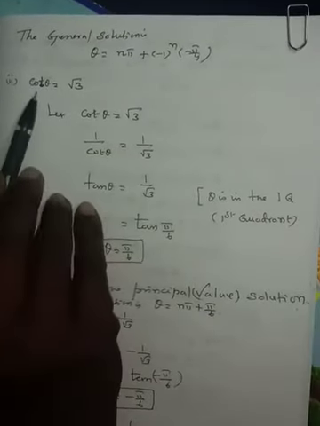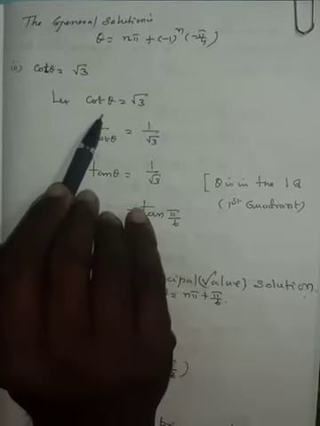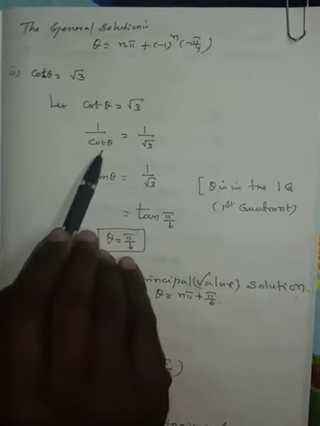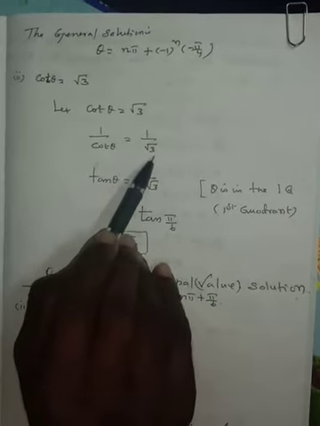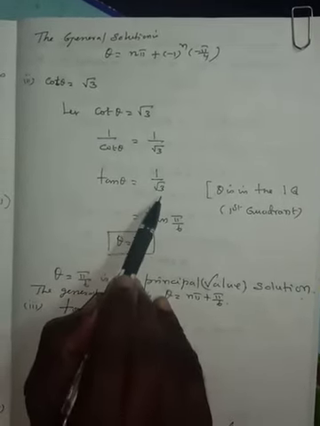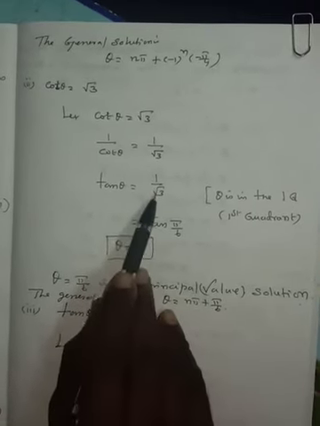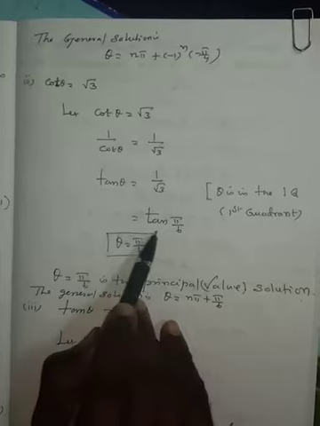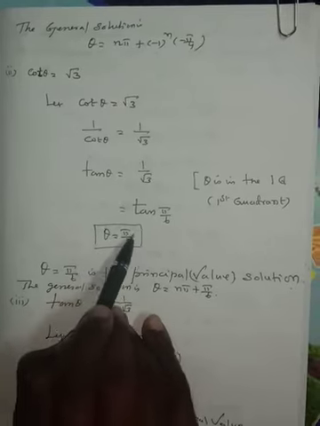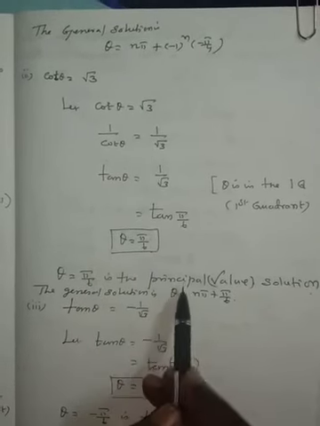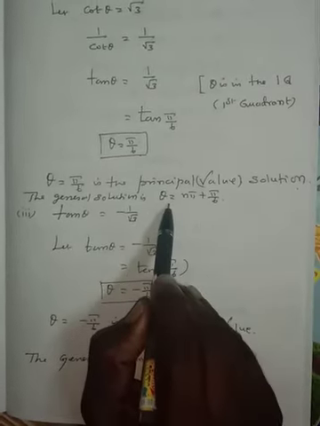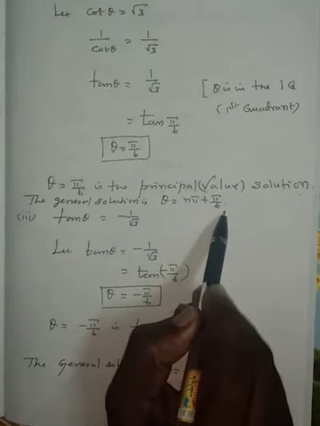Solution number 2. Cot theta is equal to root 3 is given. Let cot theta is equal to root 3. Taking 1 divided by cot theta is equal to 1 divided by root 3. Now 1 by cot theta is tan theta. Tan theta is equal to 1 by root 3. 1 divided by root 3 is, in terms of tan, tan pi by 6. Taking tan inverse on both sides, we get theta is equal to pi by 6. Theta is equal to pi by 6 is the principal solution or value. The general solution is theta is equal to n pi plus pi by 6.